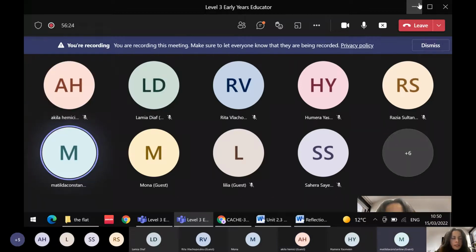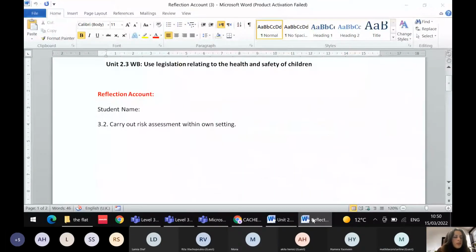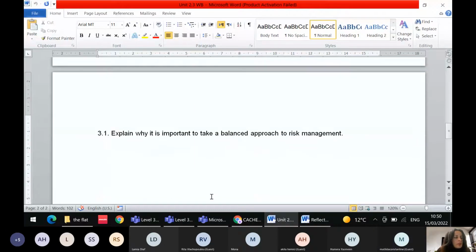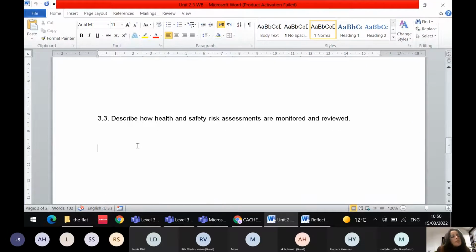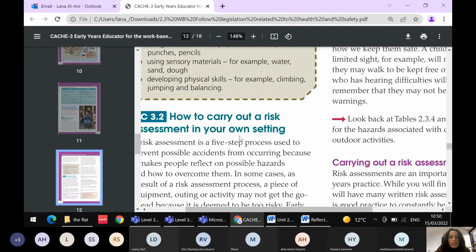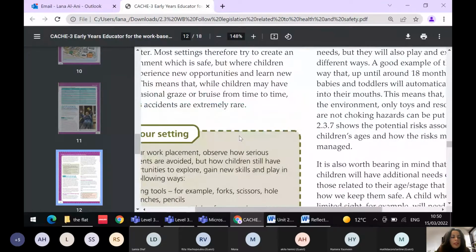Okay, now let us go to the next question, which is 3.3. So we have done 3.2 and 3.1. 3.2 is in the reflective. Now 3.3. Describe how health and safety risk assessments are monitored and reviewed. So how can we monitor these risk assessments and how can we review them? Is it good? Is it bad? How can we develop it? Can you think about ways to do that?